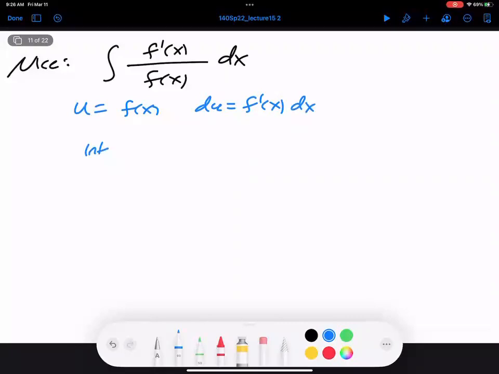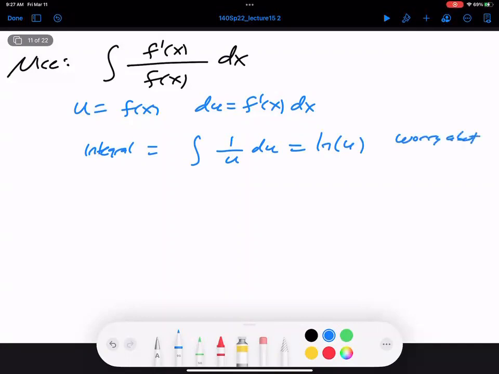And so our integral is going to be the integral of 1 over u du, which is the natural log of u. Again, worry about the sign, which is just the natural log of f of x. So if I give you something with f prime of x over f of x, it's actually pretty straightforward to integrate that.